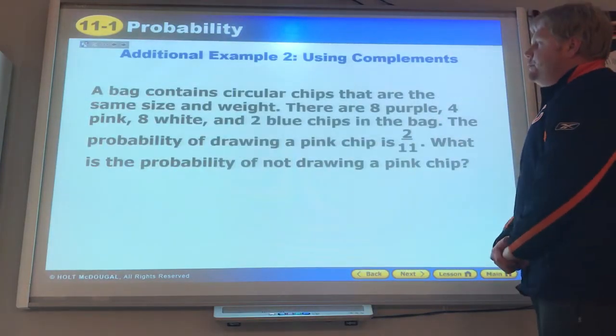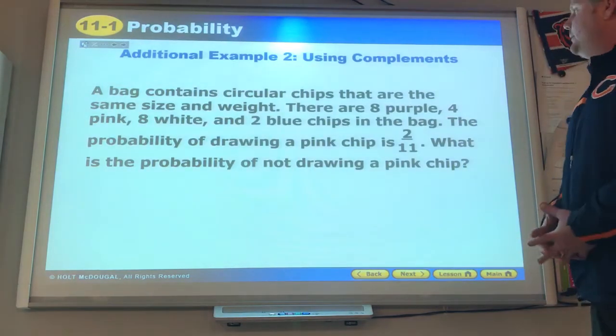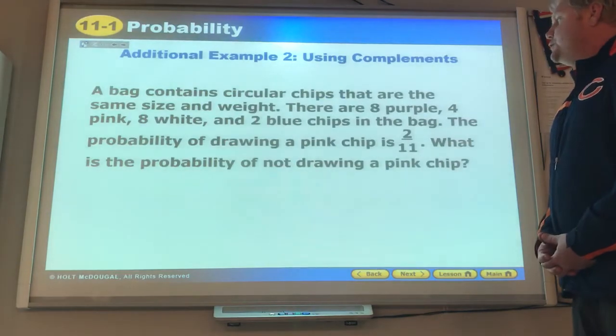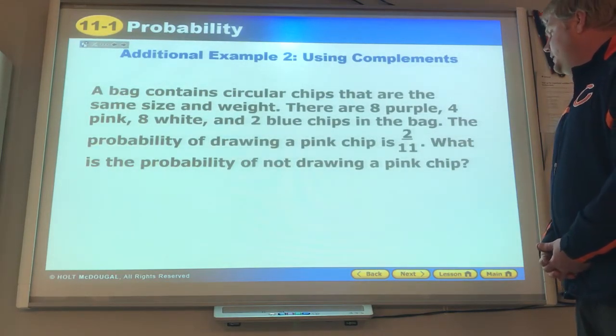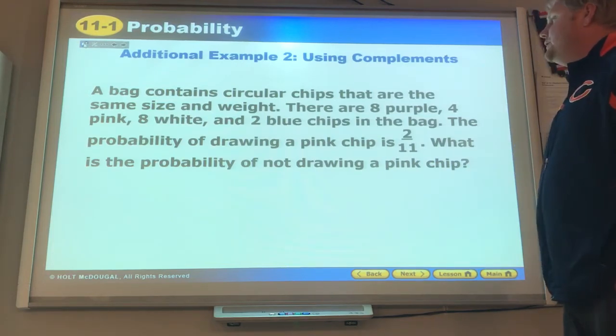So a bag contains circular chips that are the same size and weight. Now they got us dealing with poker chips. There are 8 purple, 4 pink, 8 white, and 2 blue chips in the bag. The probability of drawing a pink chip is 2 out of 11. What is the probability of not drawing a pink chip?